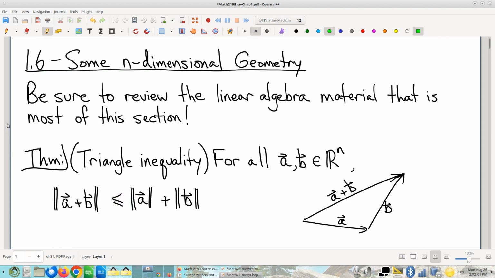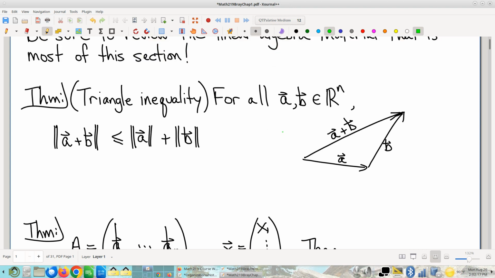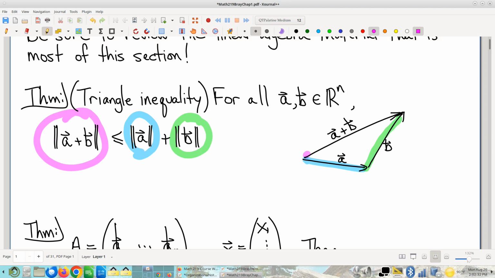Thank you for that. So starting with 1.6, again, make sure to review your linear algebra. I'm going to assume that you're good to go with all of what I'm going to call the basics. And real quick, the triangle inequality. The magnitude of A in this picture is that length, the magnitude of B is that length, and the magnitude of the sum is that length. And basically what this is saying is that purple is less than blue plus green.